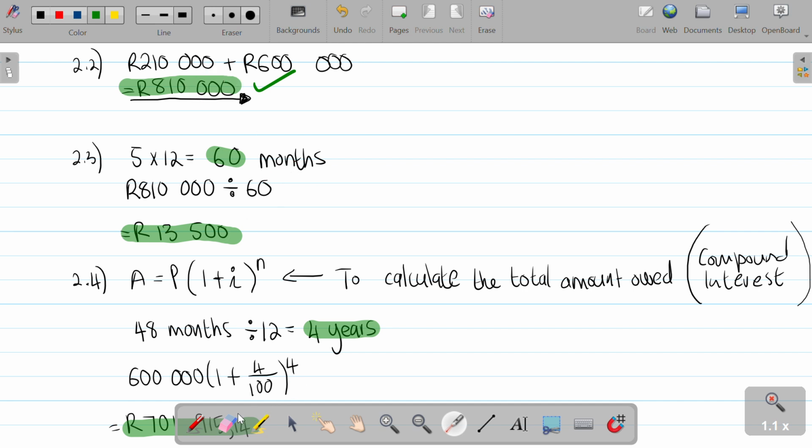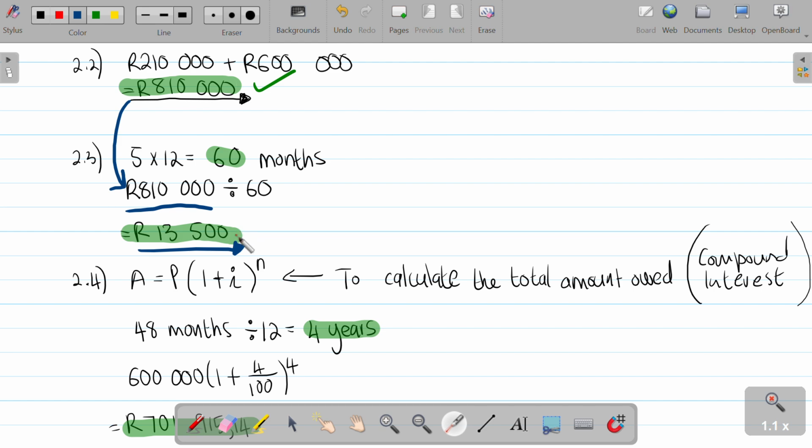Have a look at this, don't lose focus here. We take this amount over here, the amount that I needed to pay back in full, the 810,000 Rand, and we divide it by those 60 months to get the answer of 13,500 Rand, and that is how much I'll pay back each month.